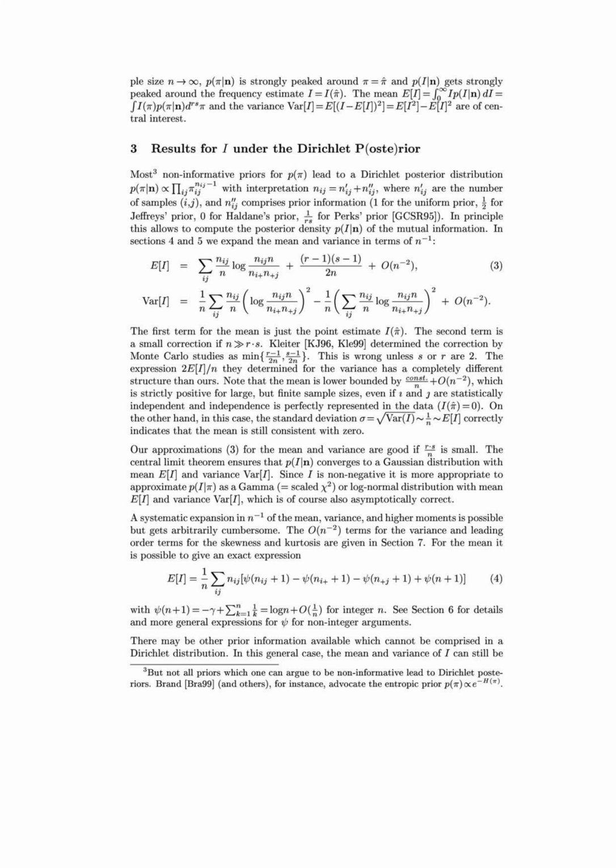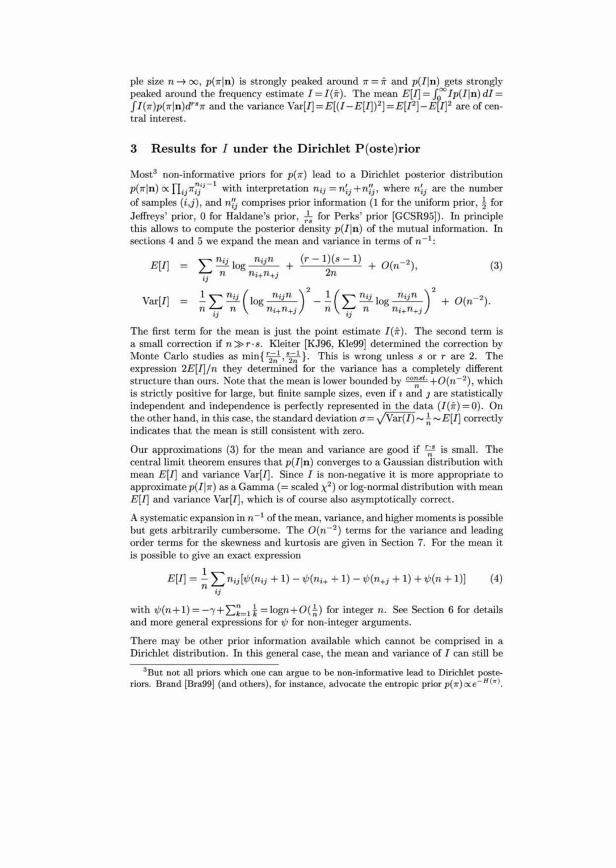The expression they determined for the variance has a completely different structure than ours. Note that the mean is lower bounded by a constant plus O(n⁻²), which is strictly positive for large but finite sample sizes, even if i and j are statistically independent and independence is perfectly represented in the data, I(π̂) = 0. On the other hand, in this case, the standard deviation correctly indicates that the mean is still consistent with 0.